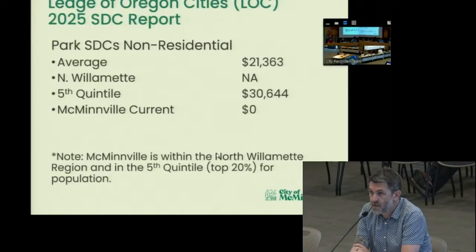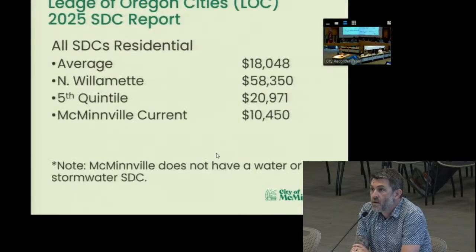I'm not sure why North Willamette region was an NA, but that's what's included in that report. And then that fifth quintile park SDCs for average non-residential projects was 30,000. And then also looking at all SDCs, not just park SDCs, I have up here similar the average for the responding communities, what it is in the North Willamette region. I am not sure why it is 58,000 in the North Willamette region. It did not state that.